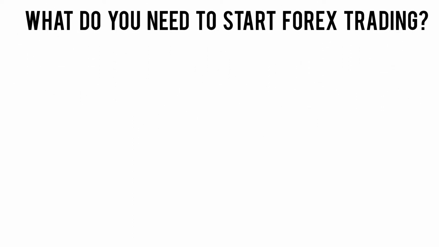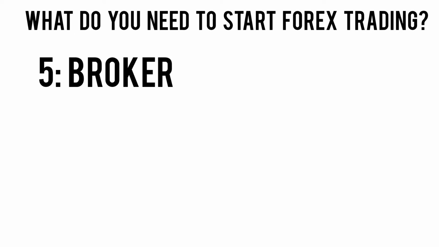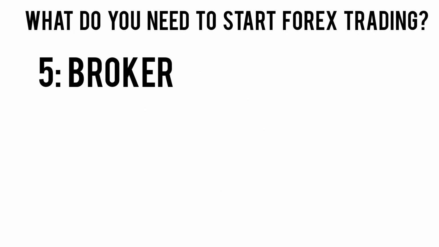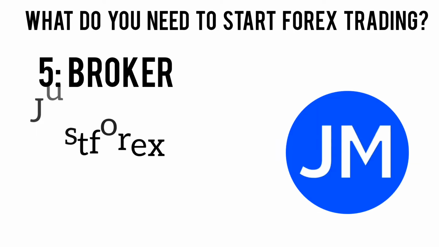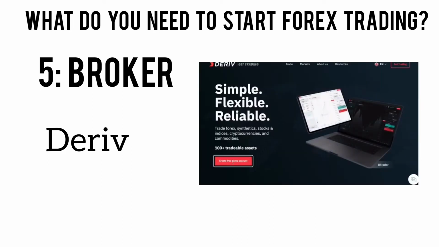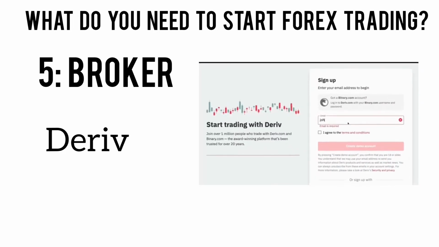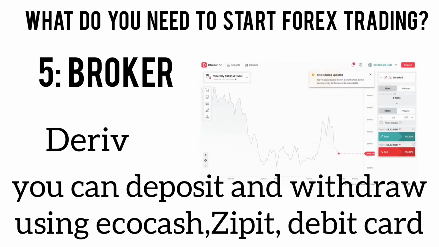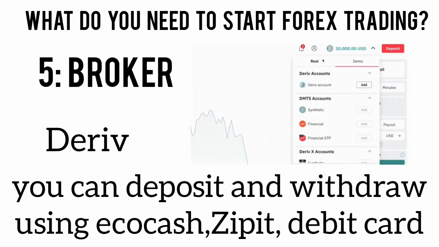Another important thing you need to have is a broker. A broker is where you deposit your money, trade, and then withdraw your money. Some of the brokers that you might choose are XNet, Just Forex, Super Forex, XM, and Deriv. Deriv is the broker that I'm going to be using because with Deriv you can deposit and withdraw using EcoCash, debit cards, and more. I'm going to make a series of videos on how to use Deriv.